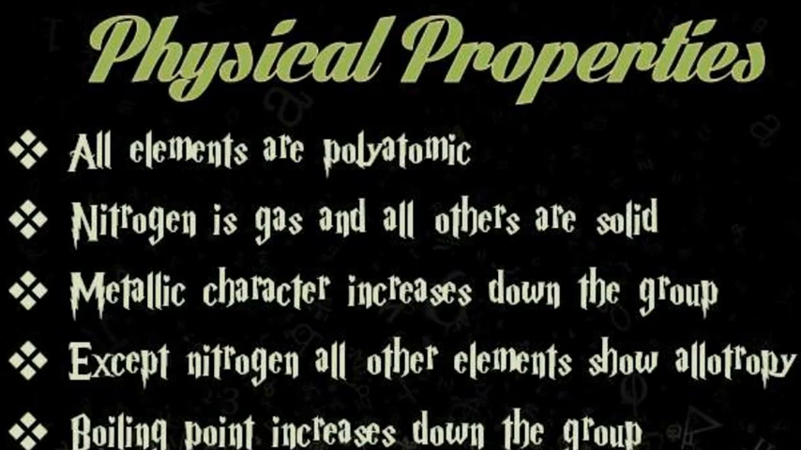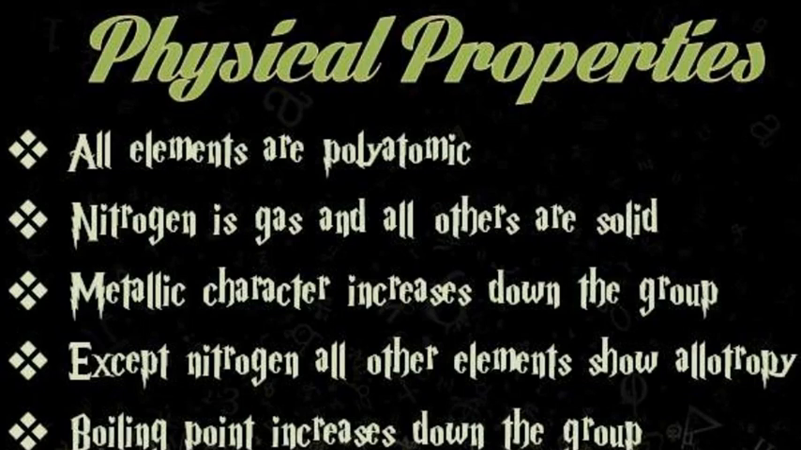Physical properties of the group. In the nitrogen family, all the elements are polyatomic. Nitrogen is present in the gaseous state and all others are present in solid form. Next property is the metallic character. Metallic character increases down the group.